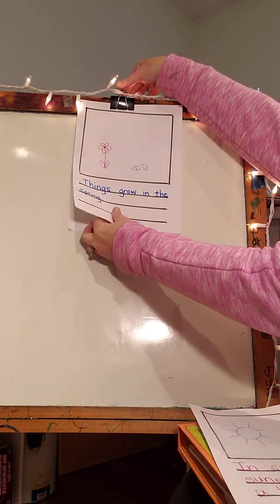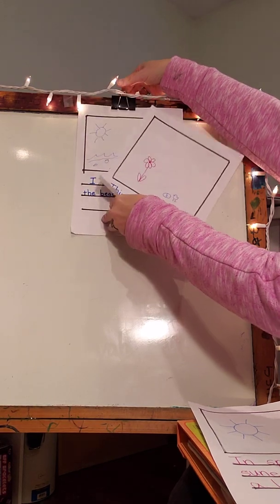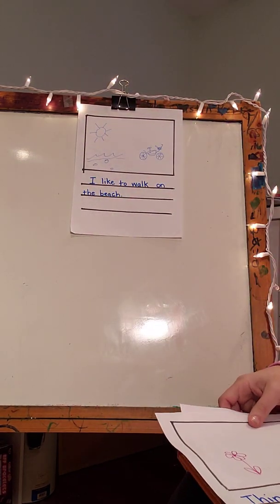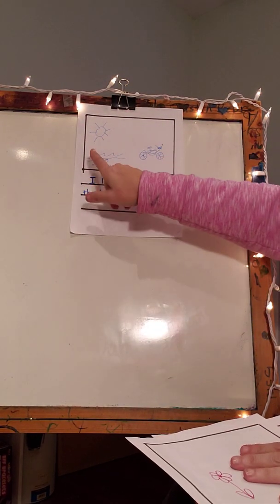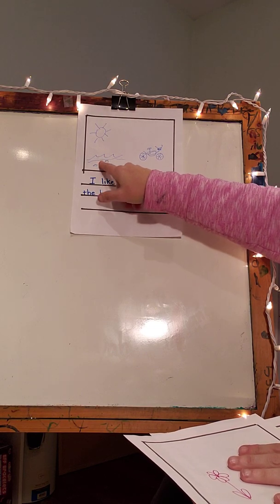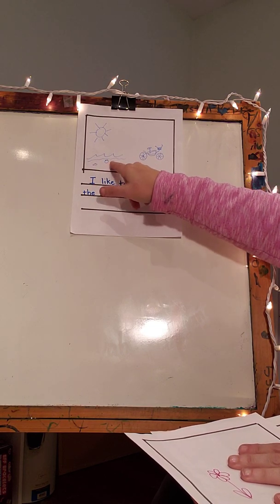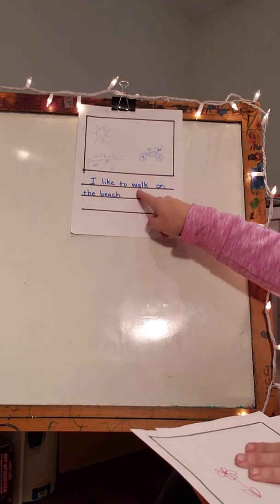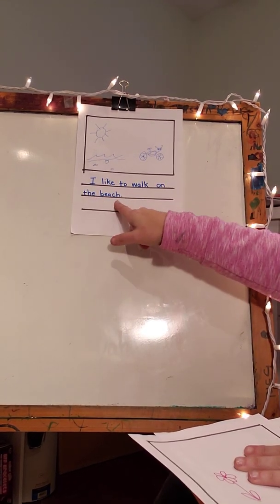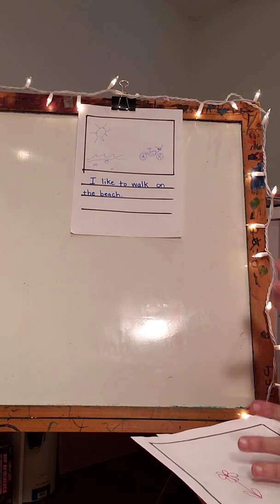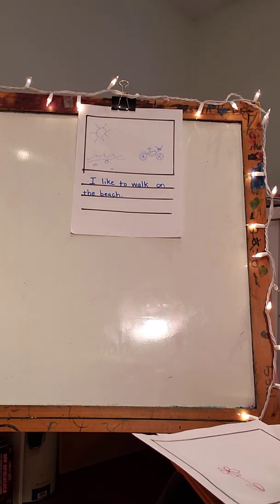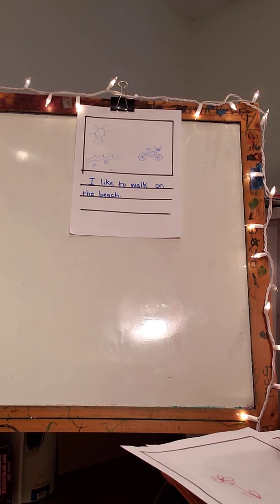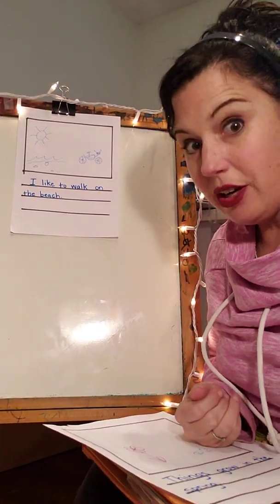On my third page, it was some things that I like to do in the spring, and I drew a picture of what's supposed to be the beach with some shells and a bike, and I wrote, I like to walk on the beach. That's something I like to do in the spring. So what do you think? Do you think I'm done with my book?